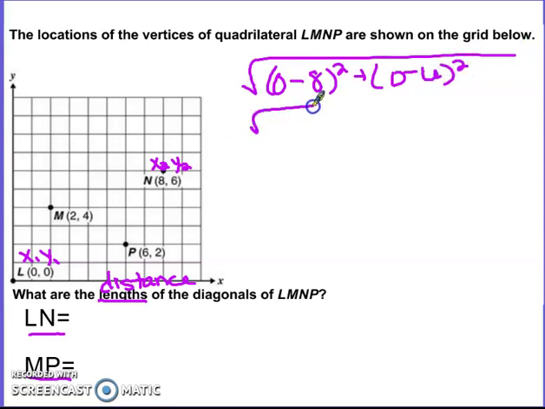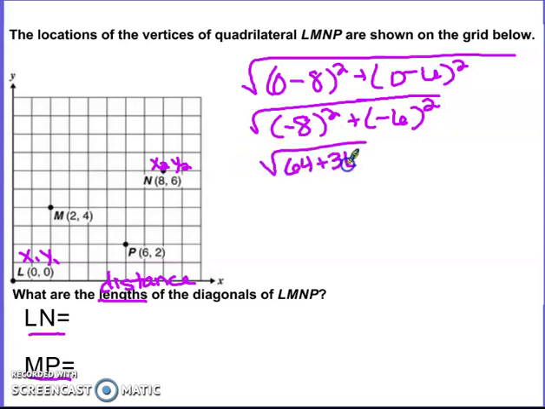Now, when you do this, you end up with negative 8 squared and negative 6 squared. Please make sure, if you are the type of person who is doing this by hand, when you subtract those numbers in parentheses, make sure to leave your answer in parentheses. Otherwise, you're going to get a negative number, and we cannot take the square root of a negative number. You cannot have a negative distance. If I walk somewhere, it's a positive distance. If I walk back, I'm just adding extra steps to it. It does not become negative. From here, you get 64 plus 36, which is the square root of 100, and I can simplify even that down. My answer is 10. So for LN, the length is 10.